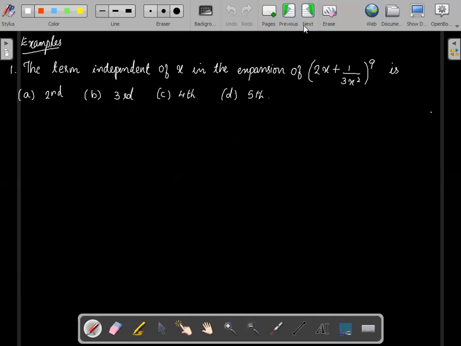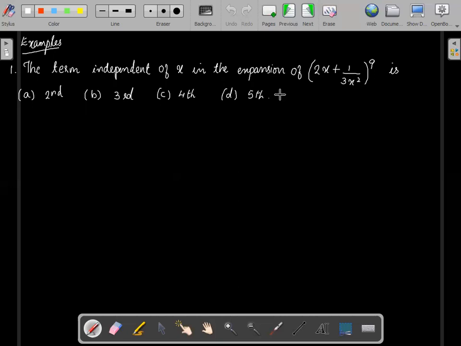Now, നമുക്ക് ഒന്ന് രണ്ട് എക്സാമ്പിൾസ് നോക്കാം. ഫസ്റ്റ് ക്വസ്റ്റ്യൻ ഇതാണ്. The term independent of x in the expansion of (2x plus 1 divided by 3x square) whole raised to 9 is. We have the options: second term, third term, fourth term and fifth term.